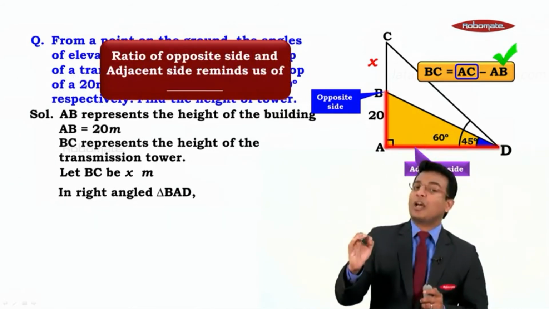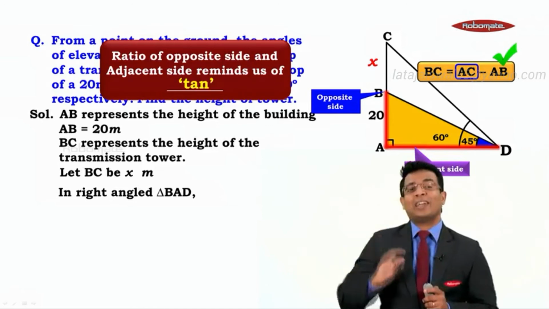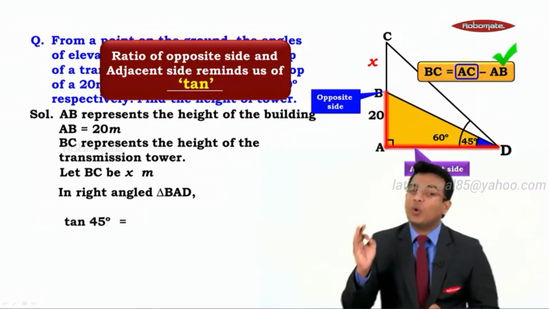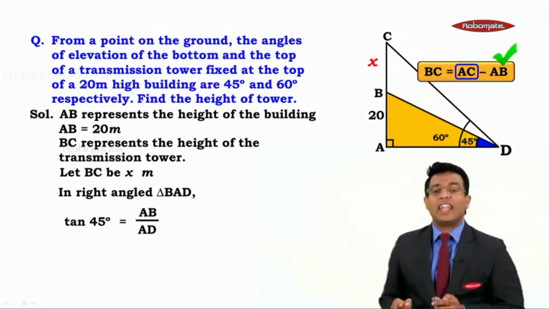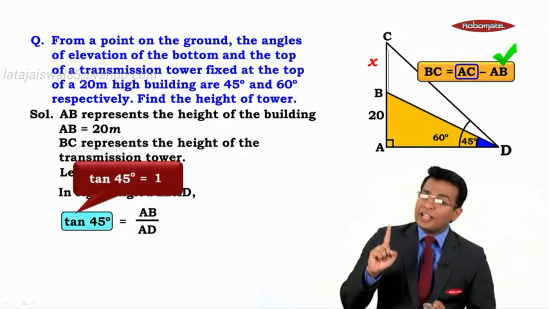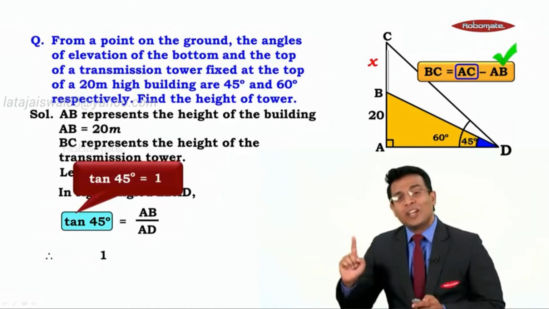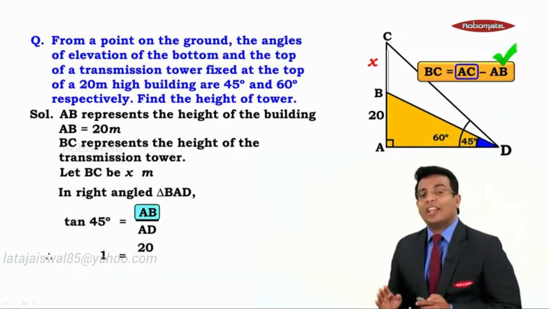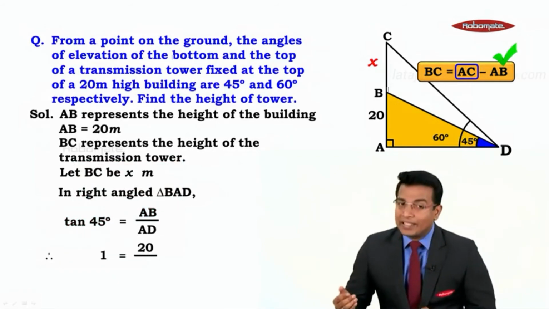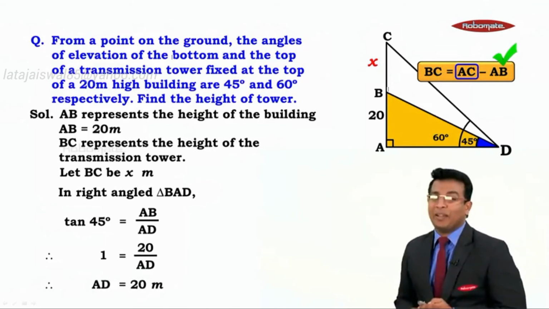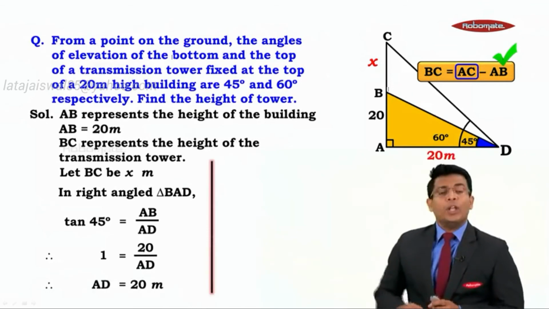And the ratio which comes to your mind from this is nothing but tan. So you're going to use tan of that angle 45. So we write tan 45 is equal to AB upon AD. Now you know from the table that the value of tan 45 is nothing but 1. So substitute that. So we get 1 is equal to the value of AB. We know from the figure it is 20. AD remains as it is. So by cross multiplication, AD is equal to 20 meter. Wasn't that easy? You got the value of AD.